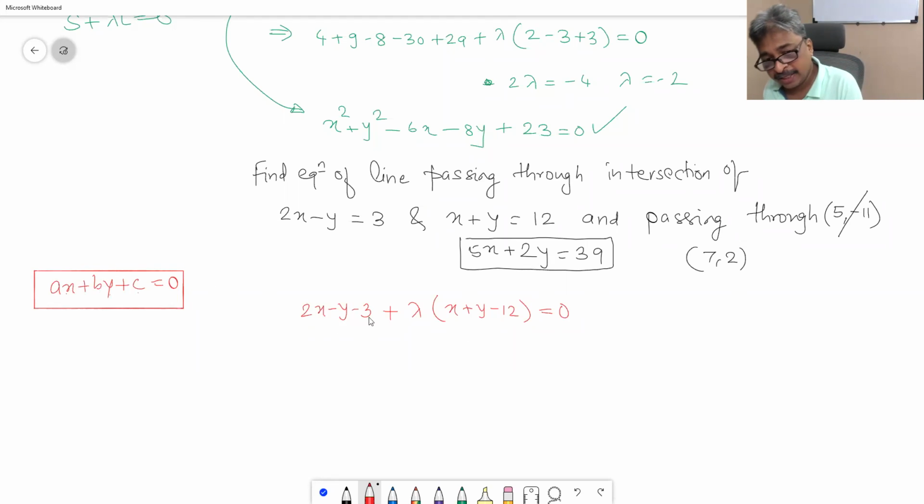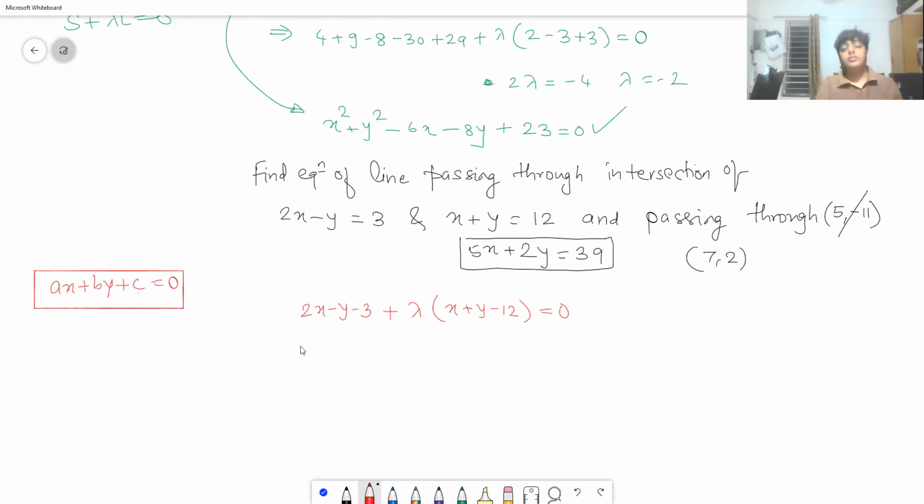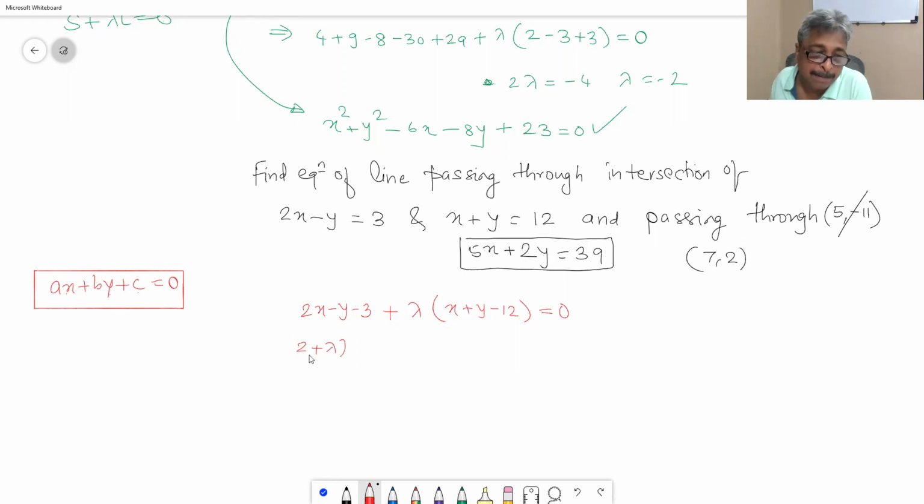So is this a straight line? Yes, sir. Because it is 2 plus lambda times x plus minus 1 plus lambda y minus 3 minus 12 lambda is equal to 0. It is linear in x and y. So this straight line is, suppose, like this.